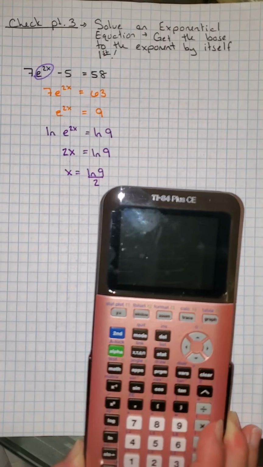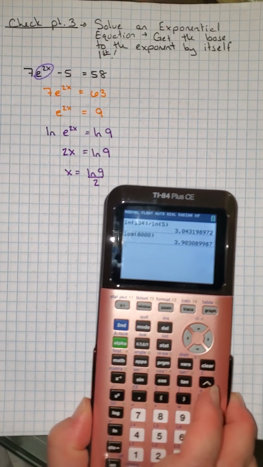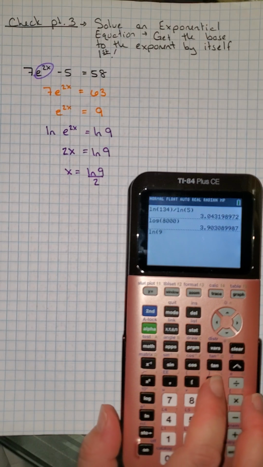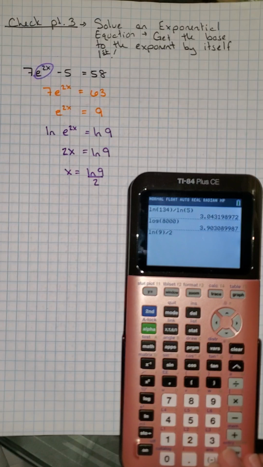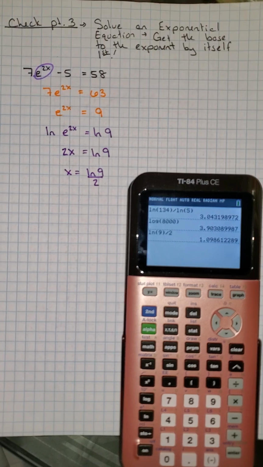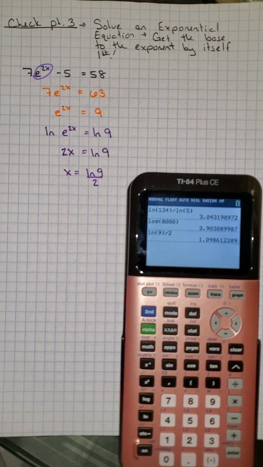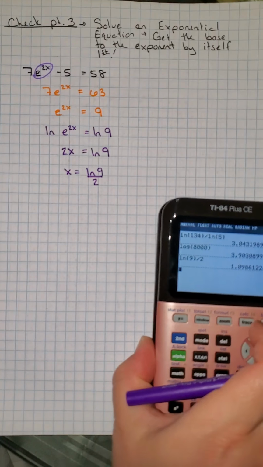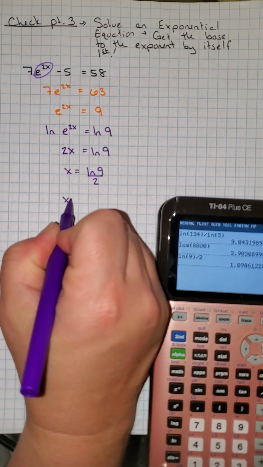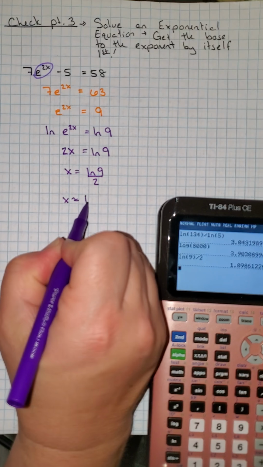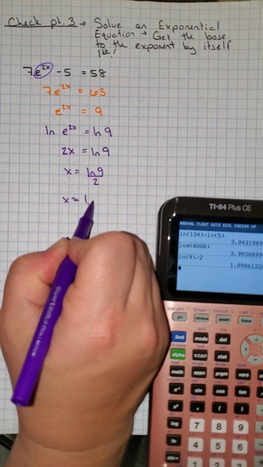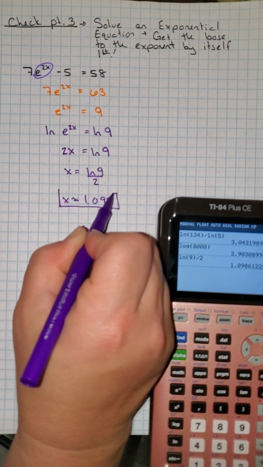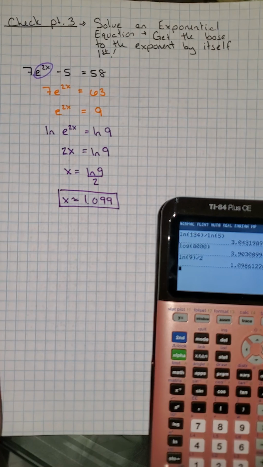This one, I believe, actually tells you to put it in decimal. So either way, just be prepared to do either one that the directions ask. So natural log of 9, make sure you close the parentheses, then divide by 2. Otherwise, you'll be taking the natural log of 9 divided by 2. Okay, so we get x to be approximately 1.099. And that's our rounded answer for that one.